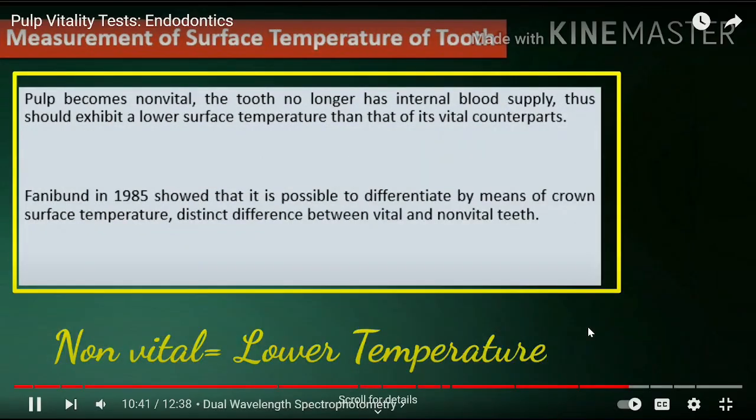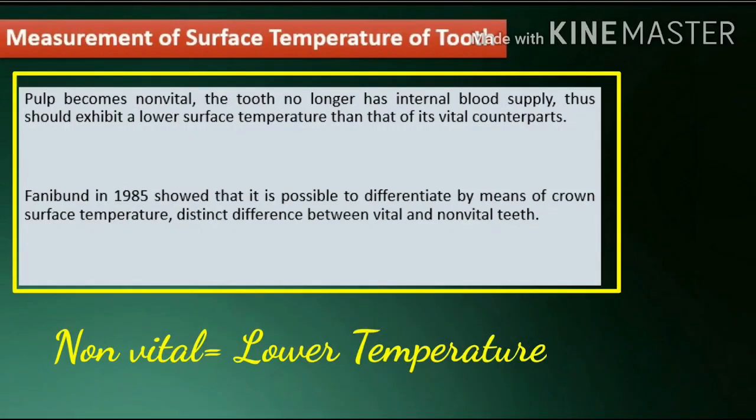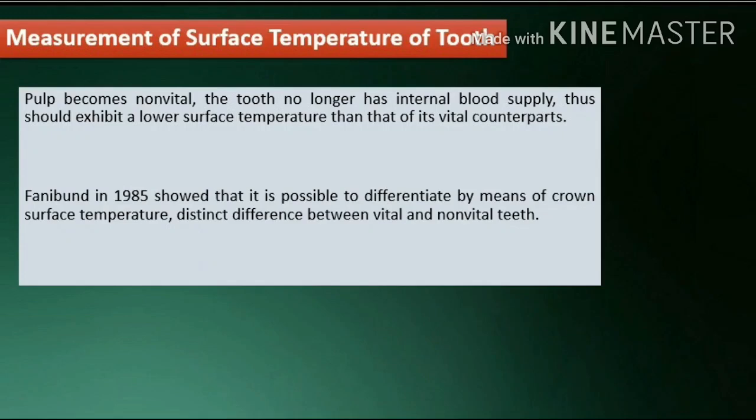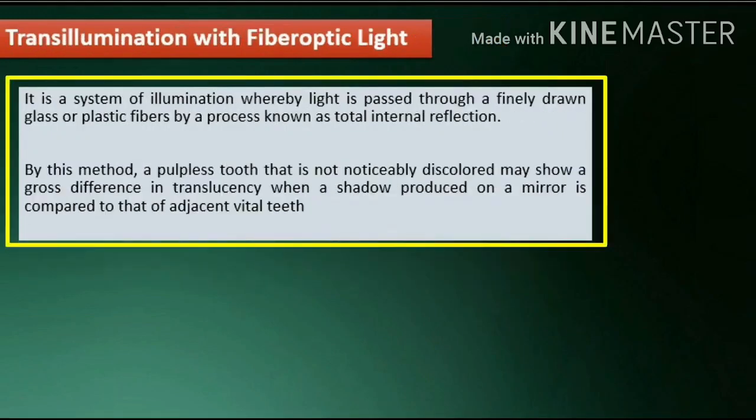This method is based on the assumption that if pulp becomes non-vital, the tooth no longer has internal blood supply, thus should exhibit a lower surface temperature than that of its vital counterparts. Fanabund in 1985 showed that it is possible to differentiate by means of crown surface temperature, distinct difference between vital and non-vital teeth. Transillumination with fiber optic light.